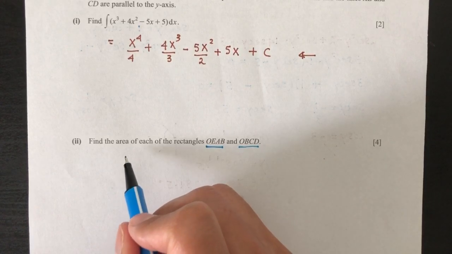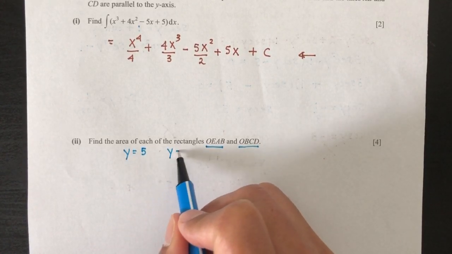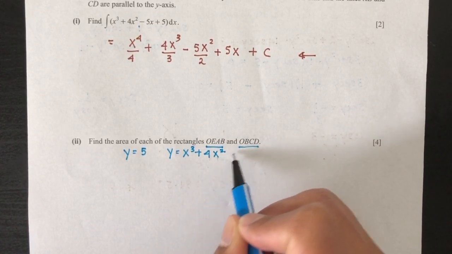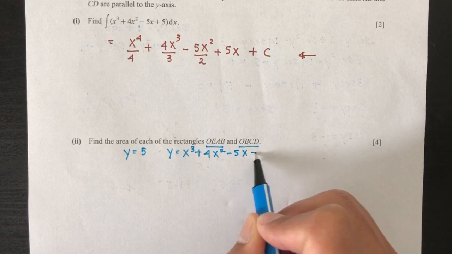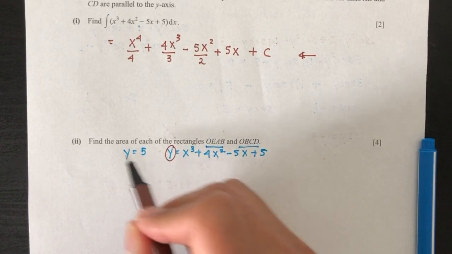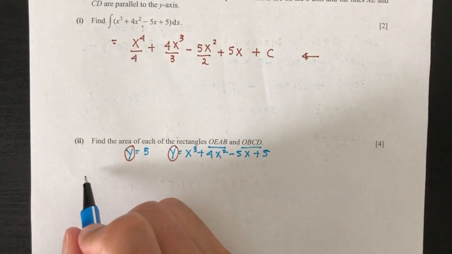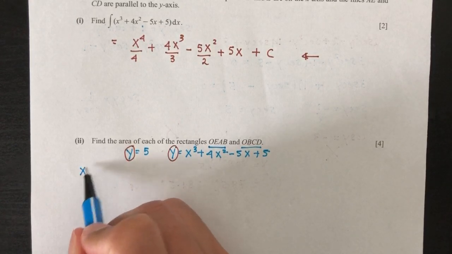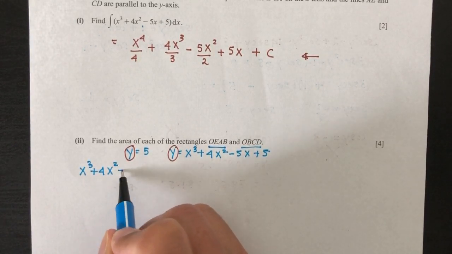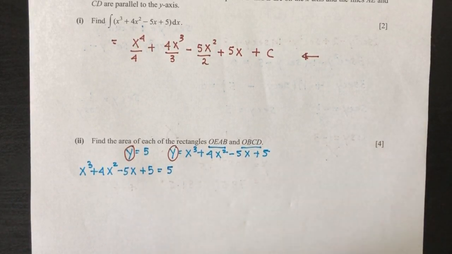The line is y equal to 5, and the curve is y equal to x power 3 plus 4x power 2 minus 5x plus 5. Okay, so now we have y here and y here. We can just replace. You will have x cubed plus 4x squared minus 5x plus 5 is equal to 5.